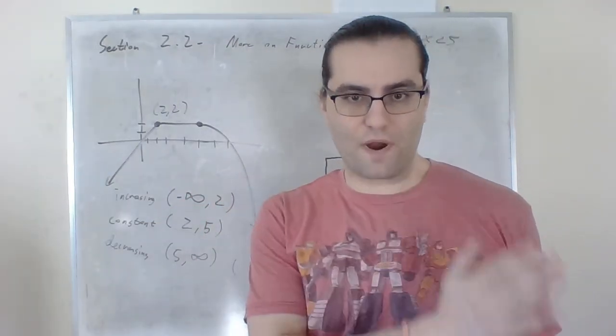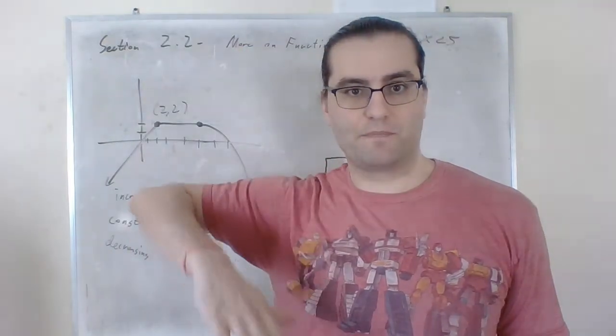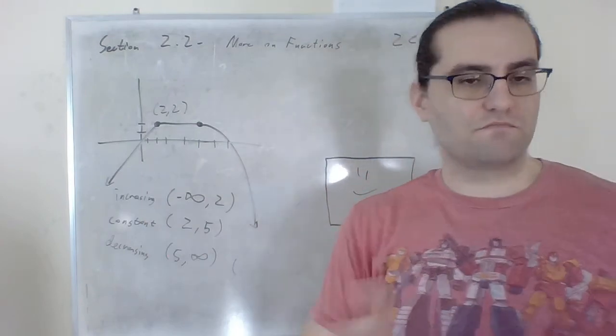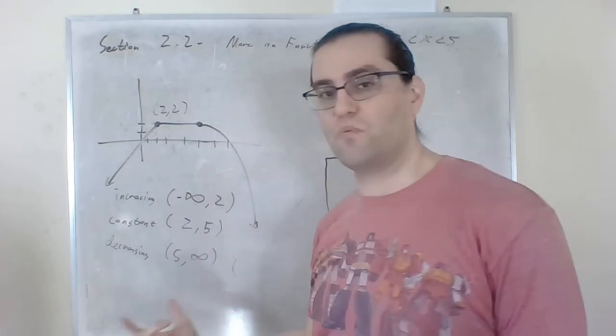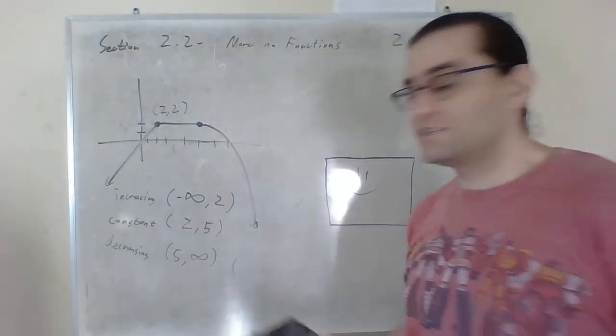X's are where things happen. Y values are just what's happening. So anytime a question is asking where something happens, all they want is x values. These are intervals of x values. Y is not a part of this. So that's increasing and decreasing.